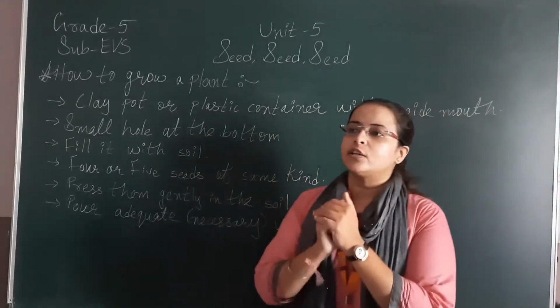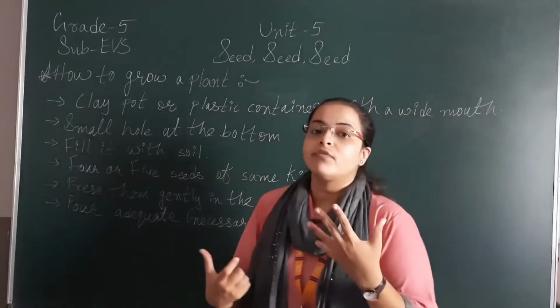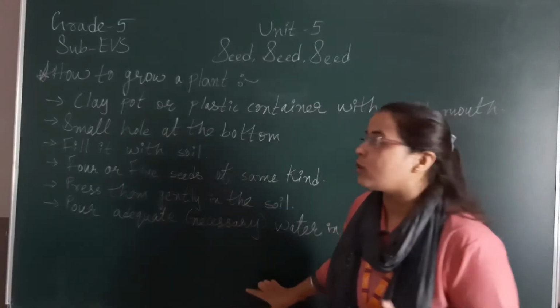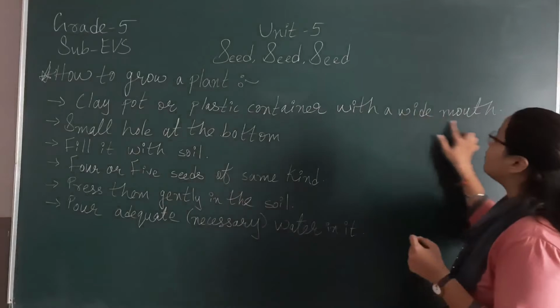अब हमारे पास seed तो है. Suppose I have the seeds. But how can I grow a plant? For that, which material do I need? So for that, here is one process that we have to follow. The first thing is a clay pot or a plastic container with a wide mouth.